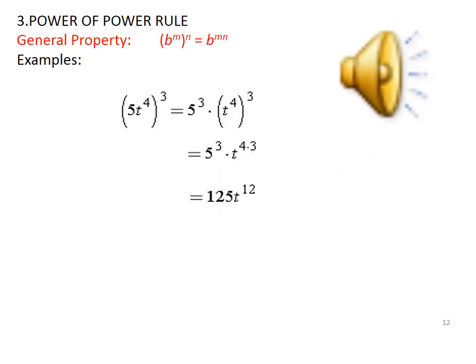Third rule is the power of power rule. You can see b to the power m, whole power n. Once you come out from the bracket, it will be b to the power mn, meaning power over power multiply. Similarly, if you are looking at the example, that is 5p to the power 4, whole power 3, there is no power on 5, so the power of 5 is 1. You will multiply 1 with 3, so 5 power 3, and t power 4 multiplied with 3, t power 12. You know that whatever powers you have in the parentheses, multiply with the outer power. So 5 power 3 becomes 125, and t power 4 into 3 becomes 12.